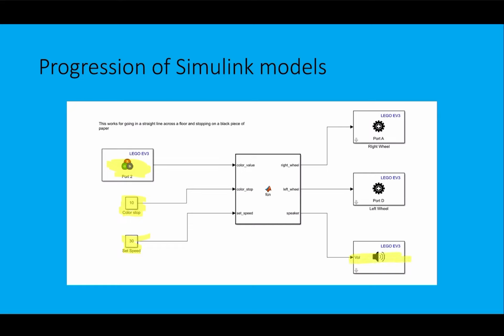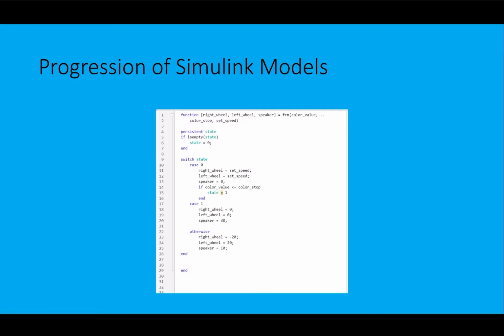I also programmed it to make a noise whenever it found the black square, so that I knew that it completed the program. And then we have the two motors. What you'll see here is that this whole left side is inputs, this whole right side is outputs. You see the outputs there, and then we have the inputs there.